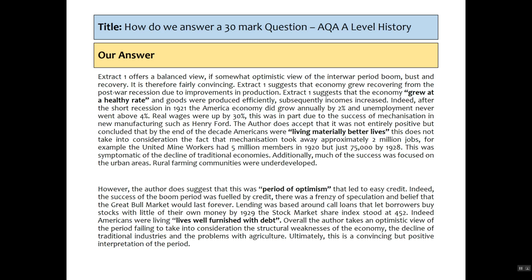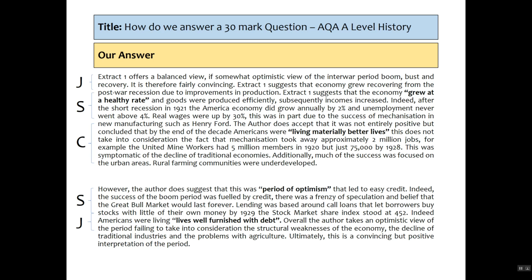So the very first couple of paragraphs will be dedicated to Extract 1, then Extract 2, then Extract 3. And you can see my writing style trying to come in. So it starts by making the judgment. Extract 1 offers a balanced view, if somewhat optimistic, of the interwar period of boom, bust and recovery. It's therefore fairly convincing. So I've nailed my judgment in my very first opening sentence, and my argument from this point onward needs to support it.